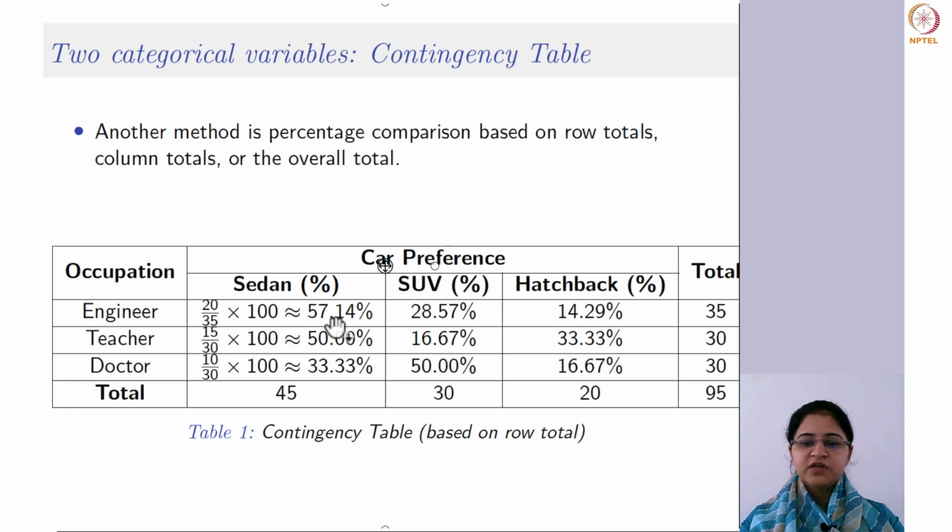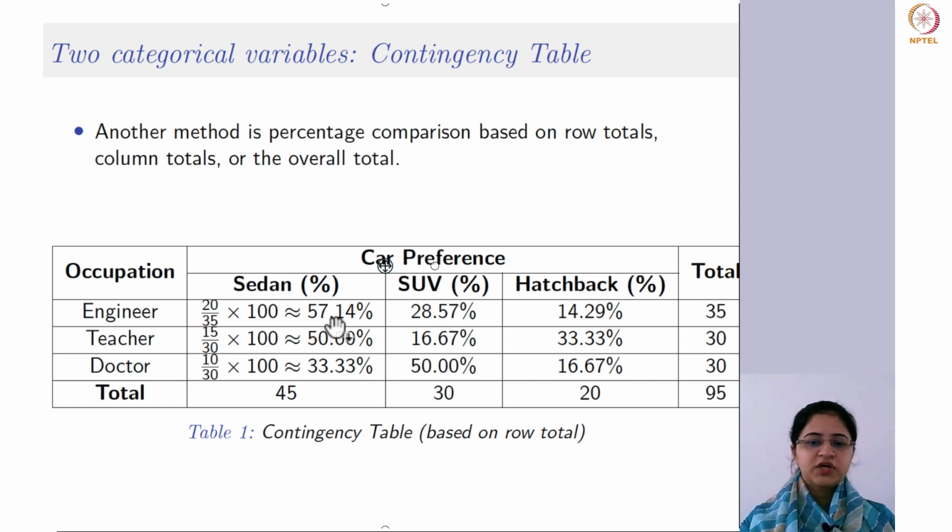Likewise, you can have it based on your column total also. In that case, you will divide each of these counts, that is 20, by 45 and multiply by 100, and then you will get the corresponding percentages. Each value in this column would be divided by 45. For the SUVs, the counts will be divided by 30 and multiplied by 100, and the same way we divide by 20 and multiply by 100. And you will get the column percentages.